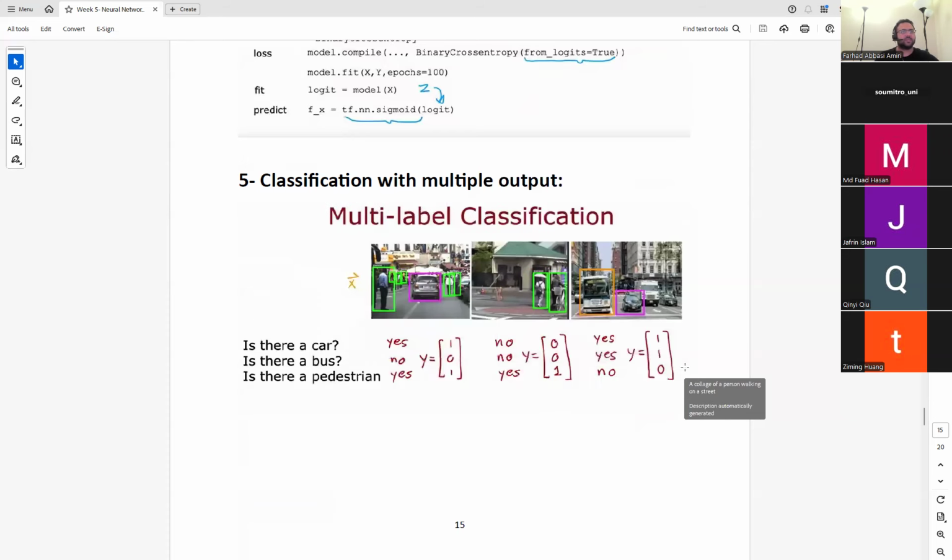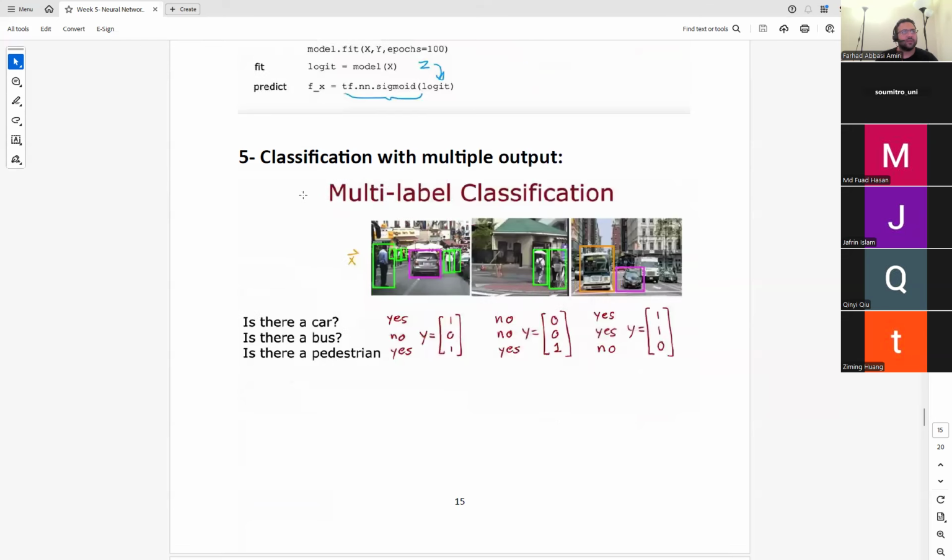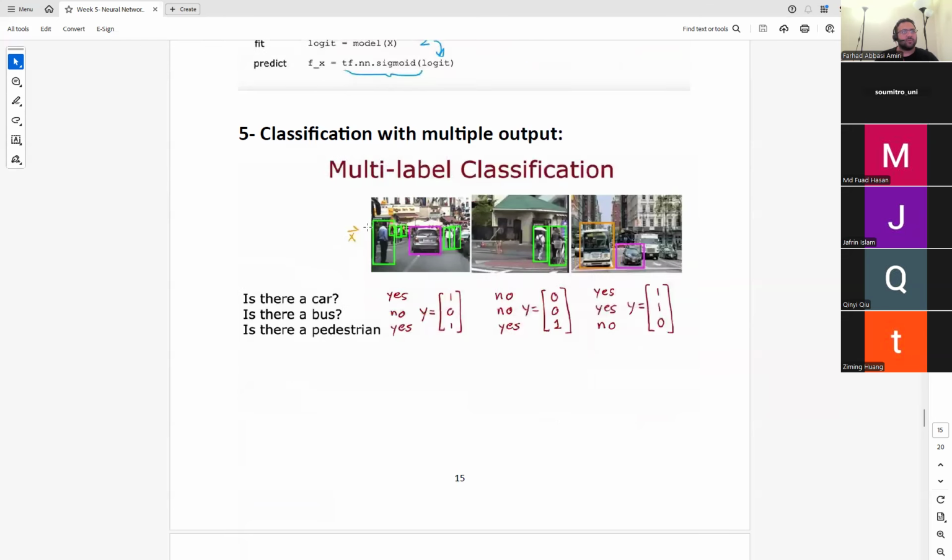And I want to just introduce this one, the multi-label classification. It's just theory so that you know at least about multi-label classification. And then I finish this lecture. So imagine this. We have these 3 images. And then we have 3 questions. Is there a car? Is there a bus? Is there a pedestrian in the image or not?